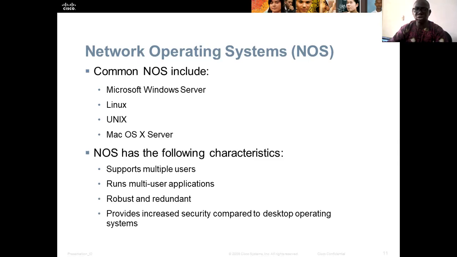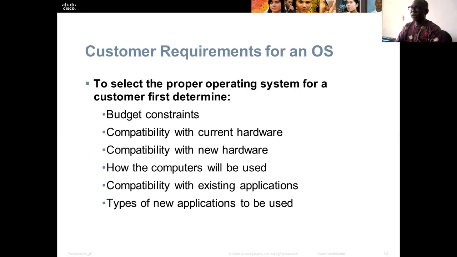Network operating systems have the following characteristics. They support multi-user and run multi-user applications. They're robust and redundant, and provide increased security compared to desktop operating systems. Okay. Now let's look at customer requirements for an operating system. This is what the majority of people will be looking for.